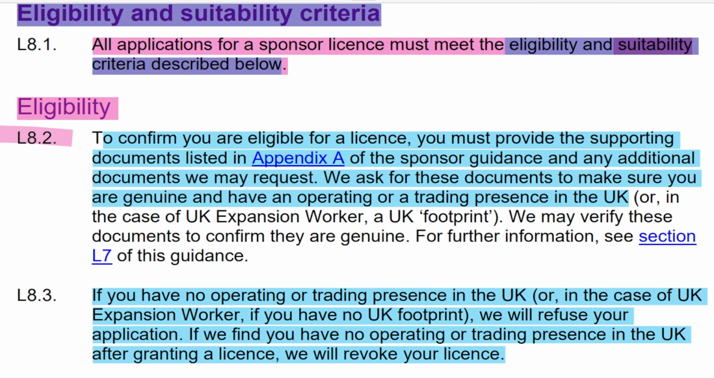So L8.2, to confirm you are eligible for a licence, you must provide the supporting documents listed in Appendix A of the sponsor guidance and any additional documents we may request. We ask for these documents to make sure you are genuine and have an operating or trading presence in the UK.